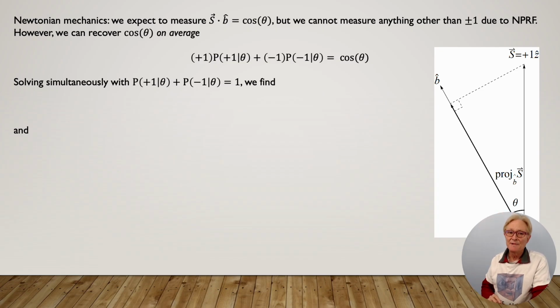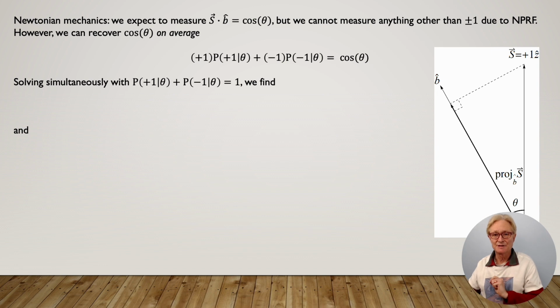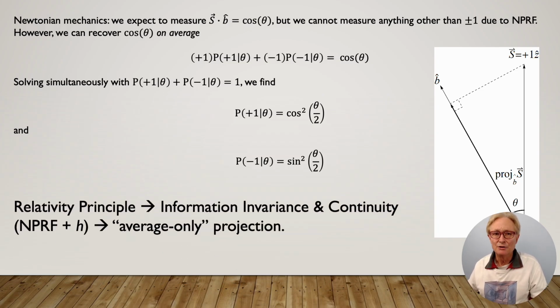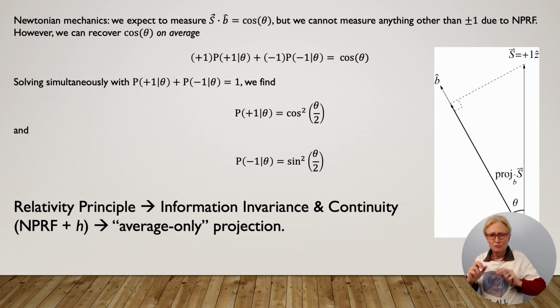However, +1 and -1 outcomes can average to cosine theta, and that with the requirement that all probabilities must total to 100% gives us the spin 1/2 qubit probabilities of quantum mechanics. If you don't know trigonometry, don't worry. Just believe what I'm telling you mathematically and keep watching. You will still be able to appreciate the result conceptually. So, the relativity principle tells us that the qubit superposition described by information invariance and continuity must be true, and shows us that the weirdness of qubit superposition resides in this average-only projection.